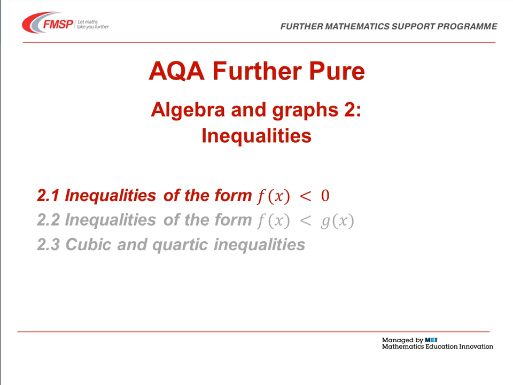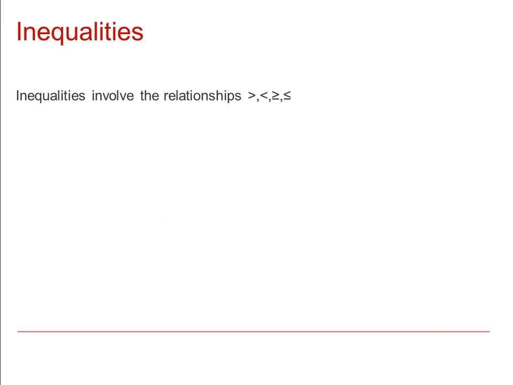Video for AQA Further Pure Mathematics, Algebra and Graphs section 2.1, which looks at inequalities of the form f of x is less than 0. Well, by an inequality we mean relationships involving greater than, less than, greater than or equal to, or less than or equal to.